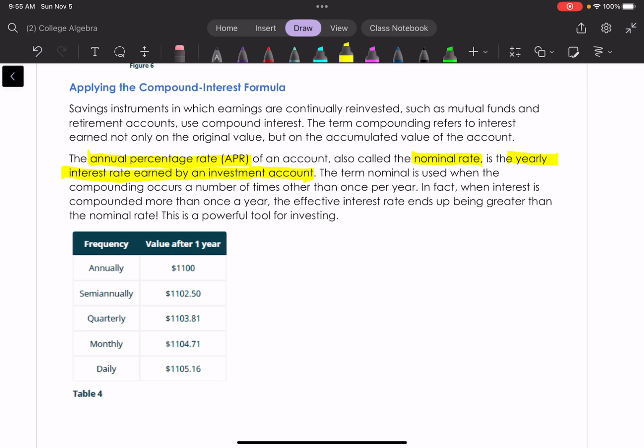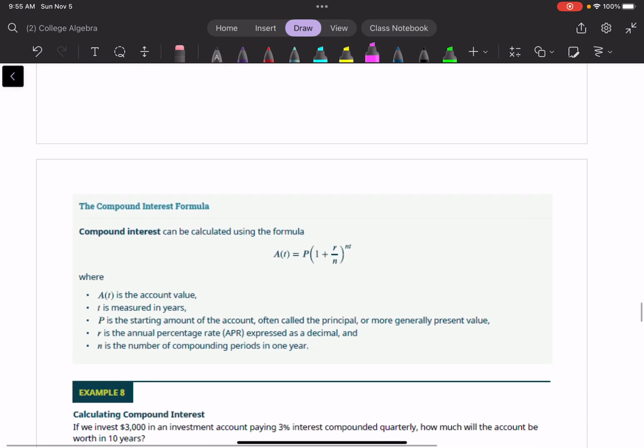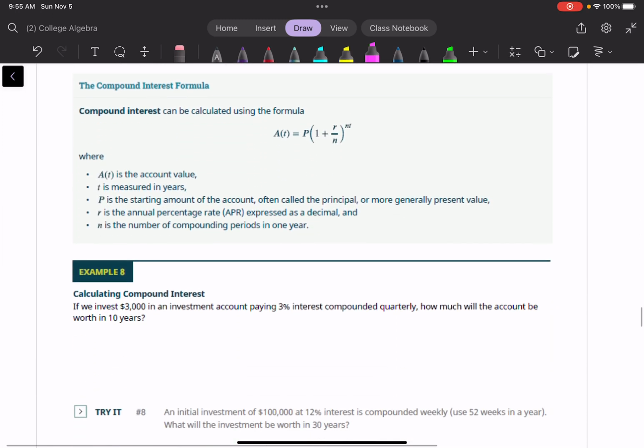Just looking at this table, it provides a little information on the value after a single year if you had $1,100 invested in one of these interest earning accounts. If it compounds every year, you'd have $1,100 after a year. Semi-annually, or twice a year, you'd have a little bit more because you're receiving more compounding. After that, you'll have a little bit more if you're compounding quarterly, 4 times a year, and then a little more for monthly, and even a little more for daily. Again, the more compounds we have, the actual effective rate goes up a little bit.